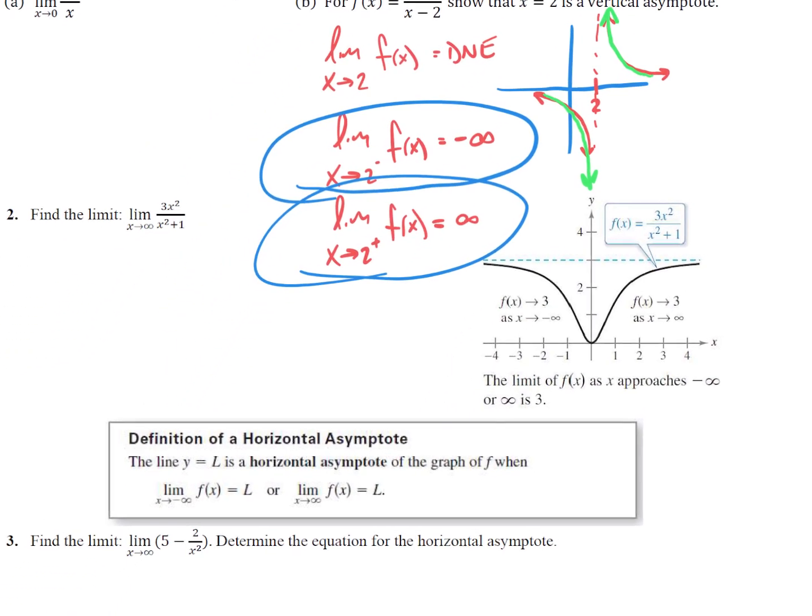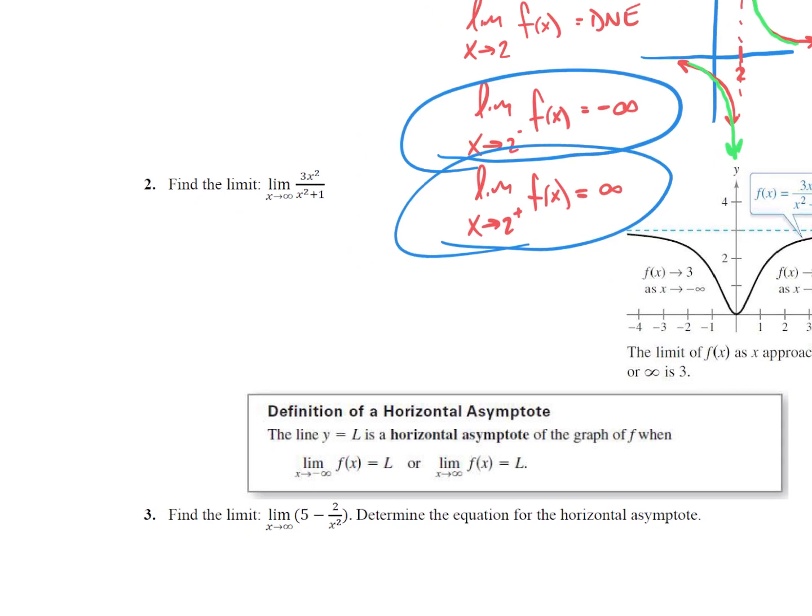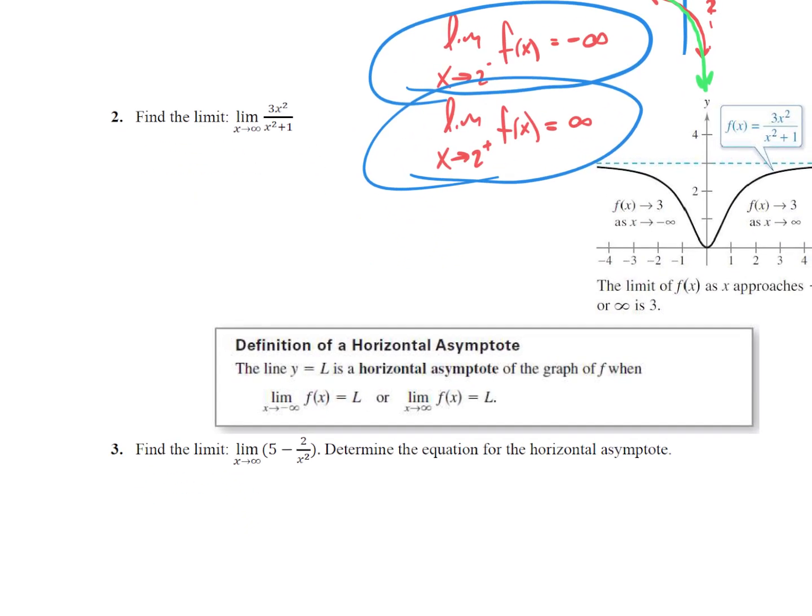So that brings us to the idea of a horizontal asymptote, which is what if the limit as x approaches infinity or negative infinity is some value? And we talked a little bit about this in class. Example 2 is going to give us the opportunity to explore that a little bit. So as x is approaching infinity, what I'd like to do is explore what the value of this whole thing is approaching.